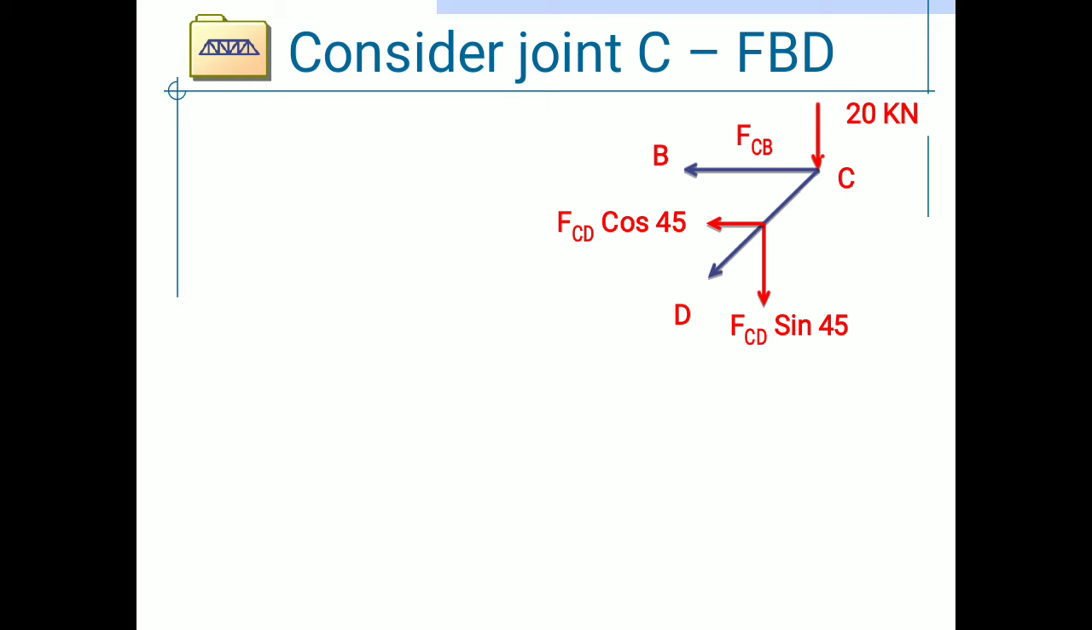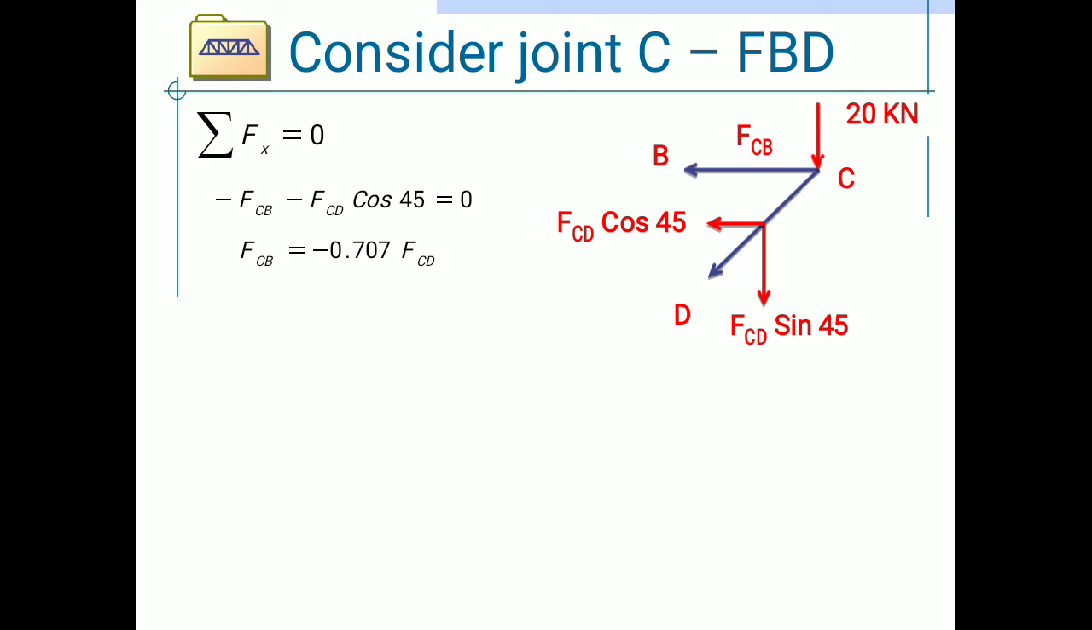To calculate forces in the members FCB and FCD, we will apply the conditions of equilibrium. That is, summation Fx is equal to 0. In the left direction, we will take negative, and in the right direction, forces we will take as positive. Therefore, minus FCB minus FCD cos 45 is equal to 0. Therefore, FCB is equal to minus 0.707 FCD. We don't know the value of FCD.